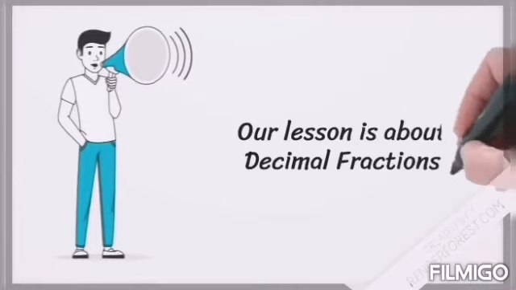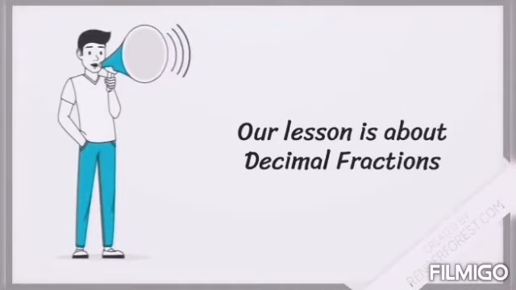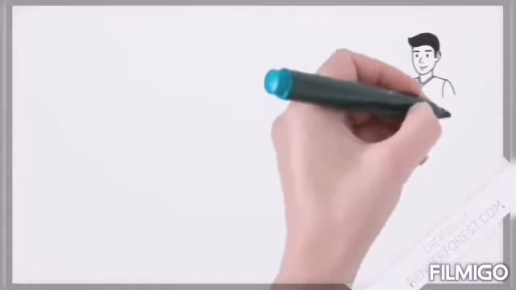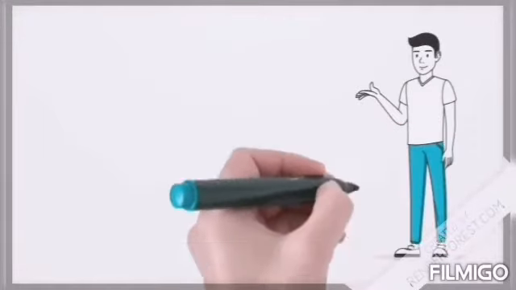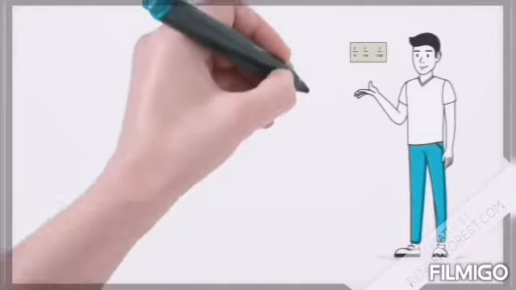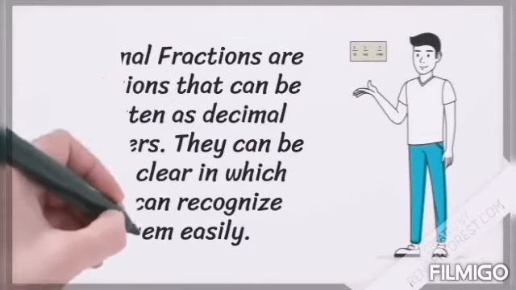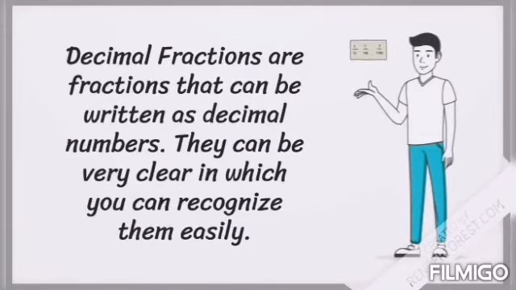Our lesson for today is about decimal fractions. Decimal fractions are the fractions that can be changed into decimal numbers. Some decimal fractions are very easily recognized, like the fractions that have denominators 10, 100, 1000, 10,000, 100,000, or even millions. But some of the fractions are really decimal fractions but are not easily recognized.